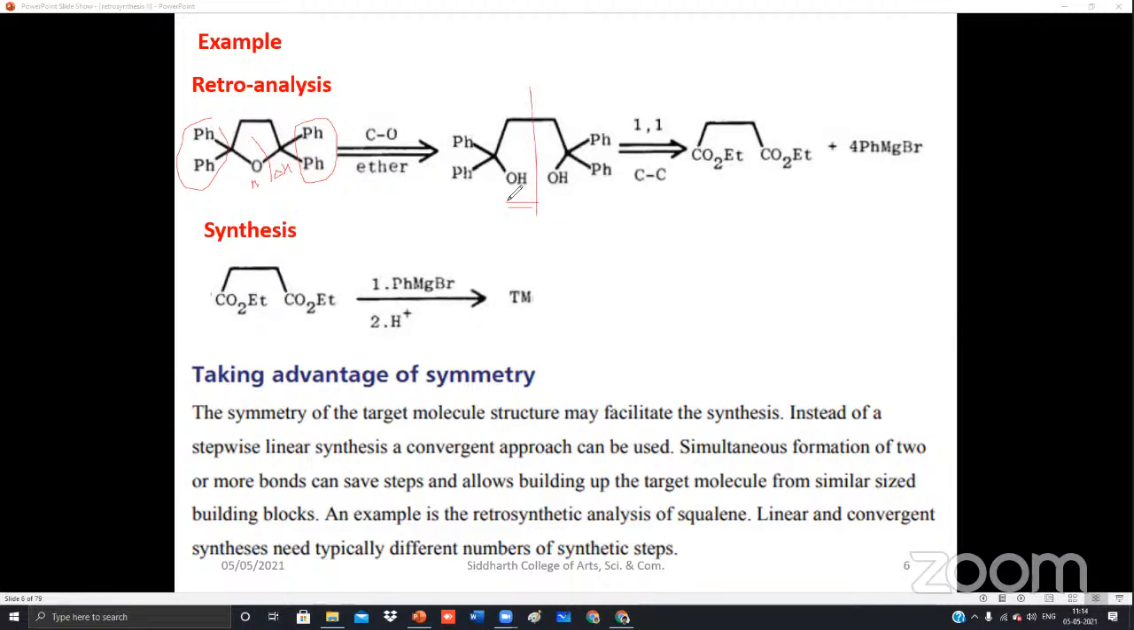That means you need to think logically about double Grignard addition, or two types of reagents being added. If you think about this particular molecule, this is your tertiary alcohol as well. As I told you, when the two fragments of the tertiary alcohol are the same, then think about the Grignard reagent being added across the ester. So this will be two ester groups, nothing but diethyl succinate. Now this diethyl succinate, when it reacts with 4 moles of PhMgBr, that is phenyl magnesium bromide, you will end up with the target molecule.